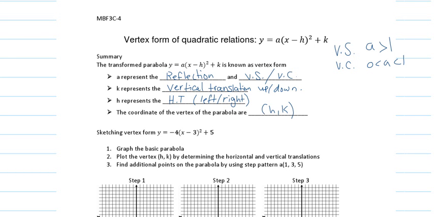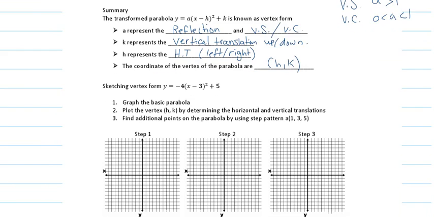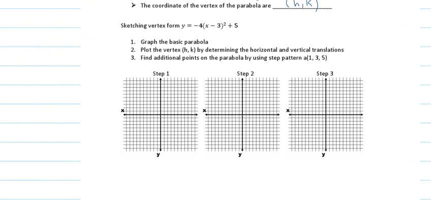Now we're going to practice graphing, right? Using the vertex form, using the vertex, using the step pattern. Okay? So what's the first thing I need to locate? The H and K, which is the vertex. So what would be the vertex of y equals negative 4(x minus 3) squared plus 5? 3 and 5. Right? It's the opposite of what you see for the H. I don't know how many times I say that. Okay, so I have to locate the 3 and the 5. So 1, 2, 3. 1, 2, 3, 4, 5. So that's my vertex.